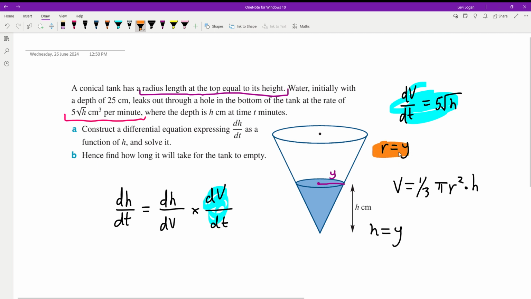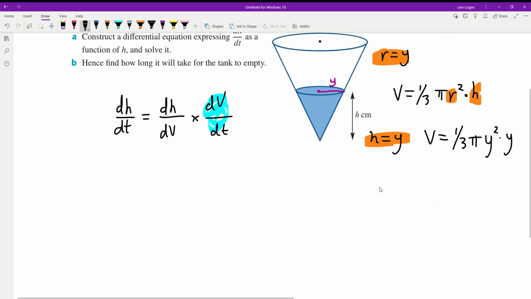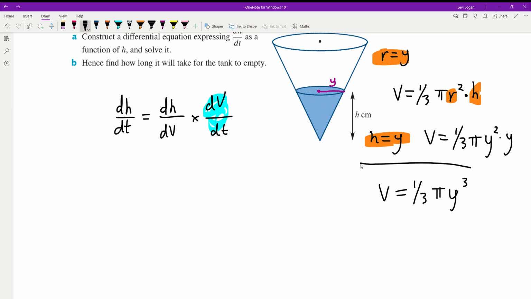If we substitute this into here, and we also substitute this into here, the volume at any given time, like this liquid here, is going to be given by this expression. It'll be a third pi y squared times y, so we can just change it to y cubed. So the volume at any moment in time, pretty much this blue cone here, is going to be expressed by this, where y is the radius at time t.